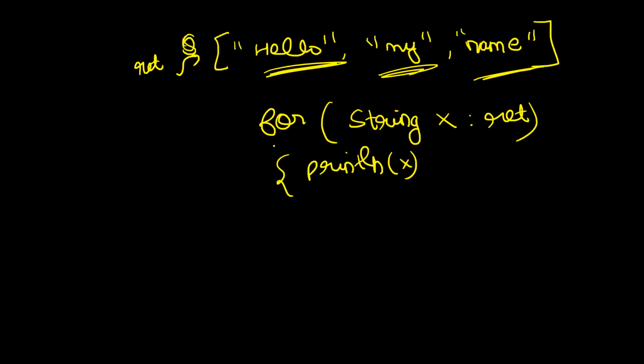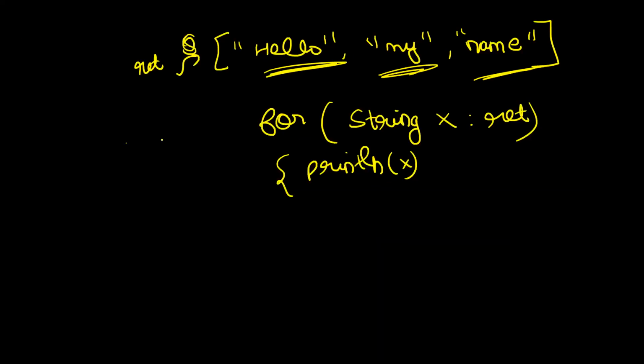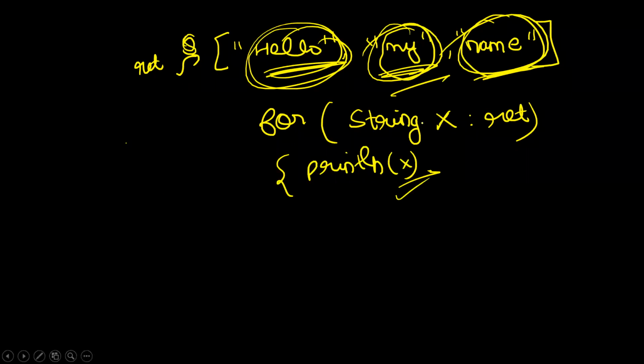Okay. So see guys, using a normal for loop, you were iterating through the indexes. But using a for each loop, you are actually iterating over the values in your array. So for every string x, first of all, x will take a value of hello, then it will take a value of my, then it will take name. So first hello will be printed, then my, then name. Okay. Same as for loop, another way of printing, right? Another way.